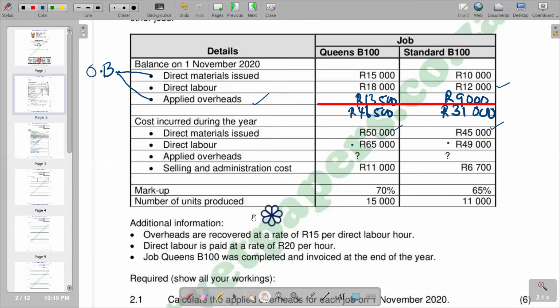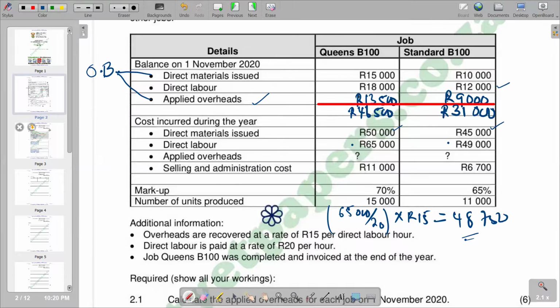we have our direct labor is 65,000. So we're going to say 65,000 divided by 20 rand, and the answer multiplied by 15 rand here. So we calculate it and we see what we get there. We're going to get 48,750. So this is the figure that we're going to transfer as our applied overhead.